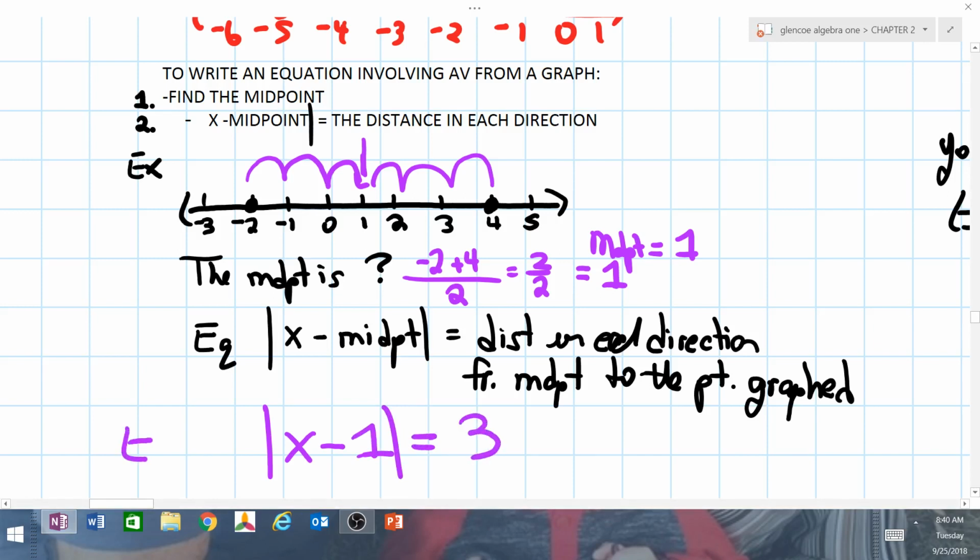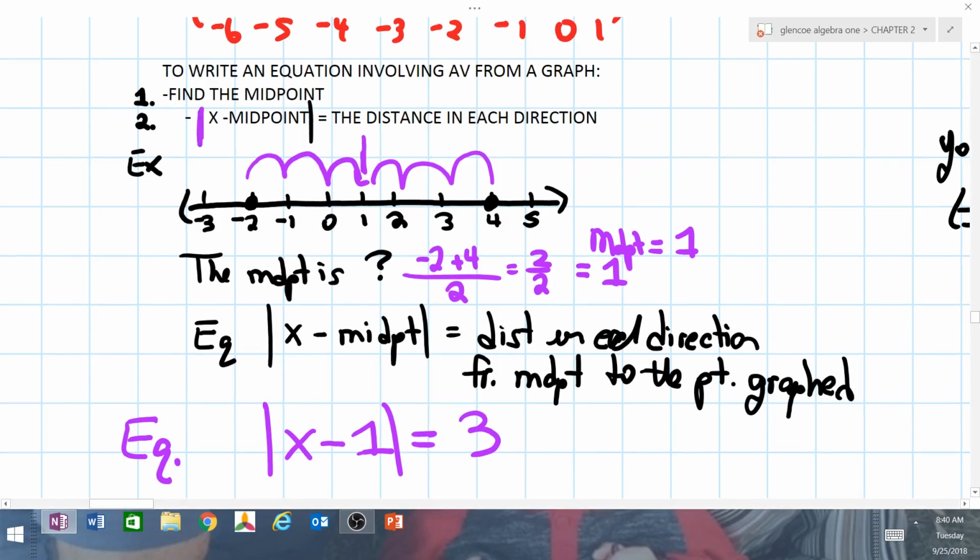And there's the equation. So it's just taking the concept that we did previously and reversing it. This time they're giving you the answer. They want you to write the equation. How about if you guys try one? Yes? So one more time, it's in your notes and I've written it here. To write an equation involving absolute value from a graph. Step 1, find the midpoint. To find the midpoint, add the 2 points and divide by 2. Step number 2, your equation is, sorry, this got erased. It's the absolute value of x minus the midpoint equals the distance you've traveled in each direction.